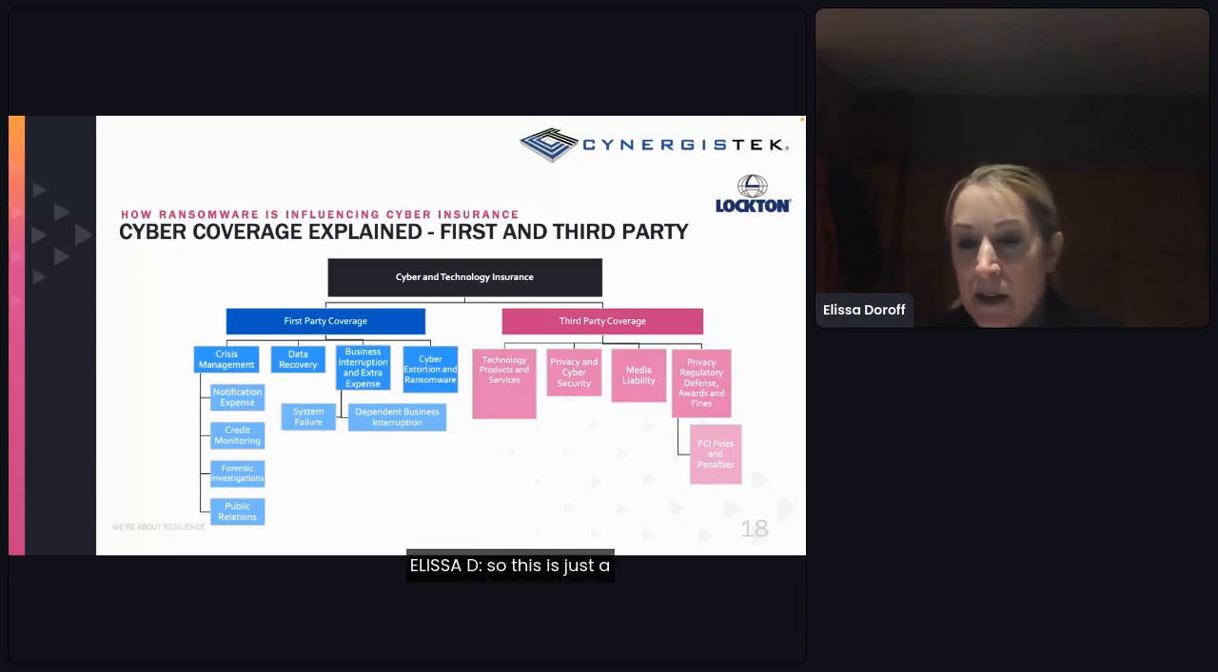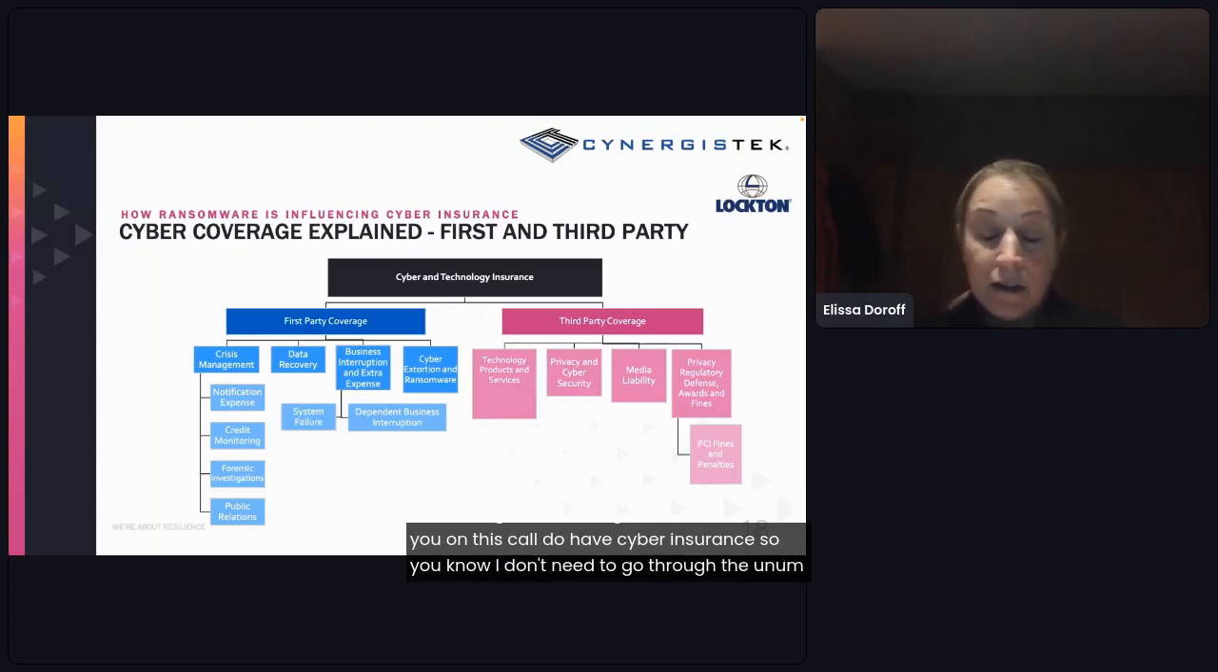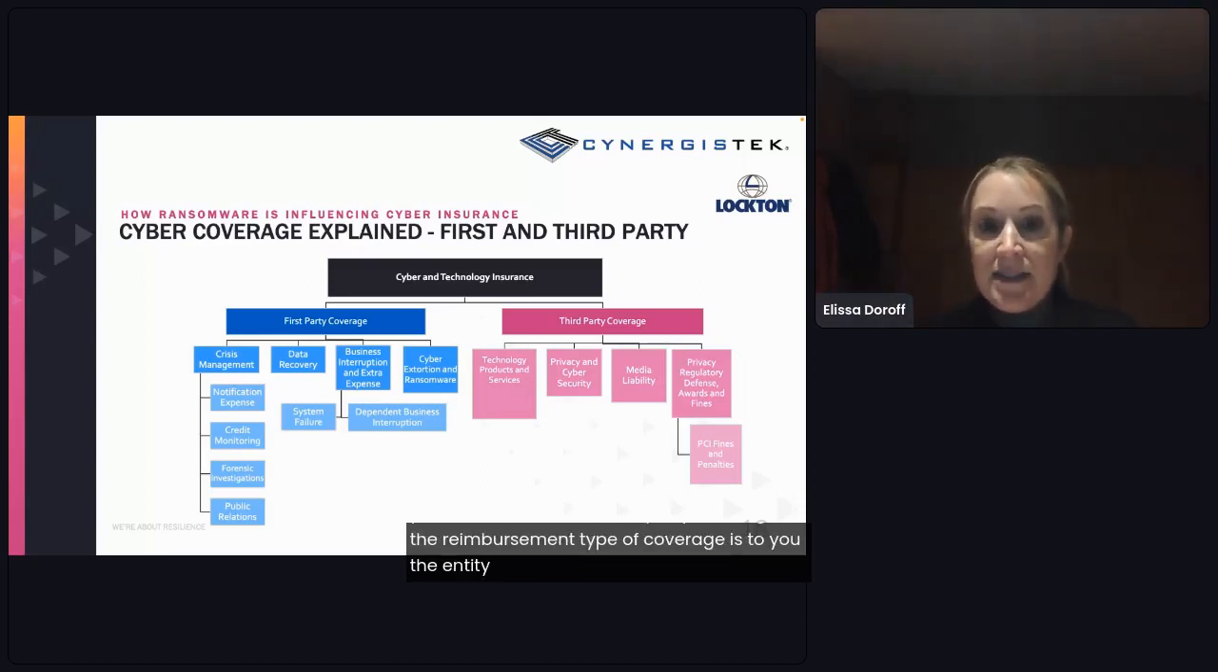There's a lot of information on here, but I just wanted to walk through it. The good news is most of you on this call do have cyber insurance, so I don't need to go through it in granular detail, but I did want to walk through how the coverage works. On the left side, you'll see the first party coverages, or the reimbursement type coverages to you, the entity. And this is where you're going to have that true crisis management. That's typically going to be the first coverage that is always implicated.